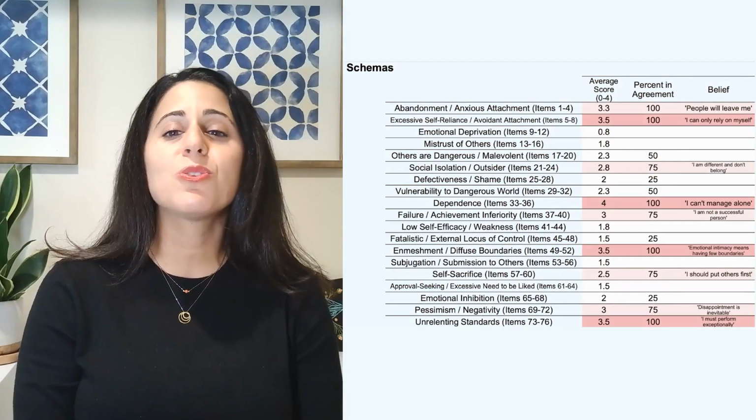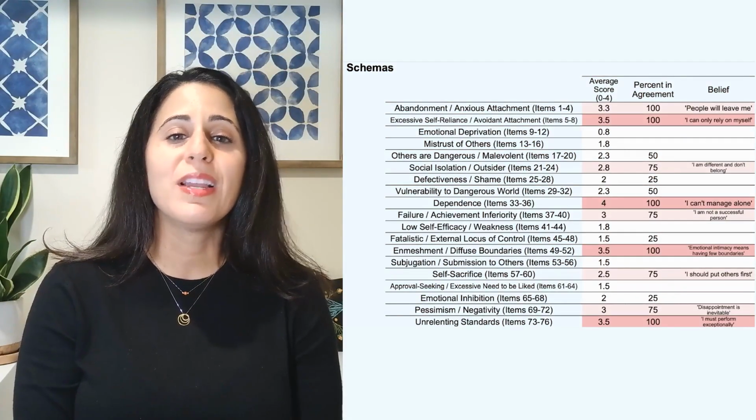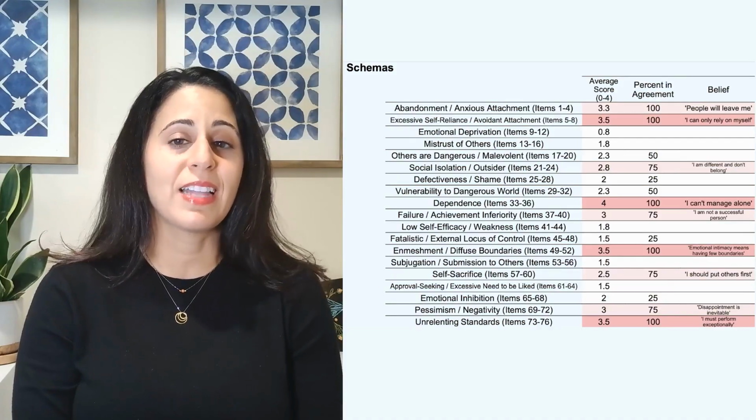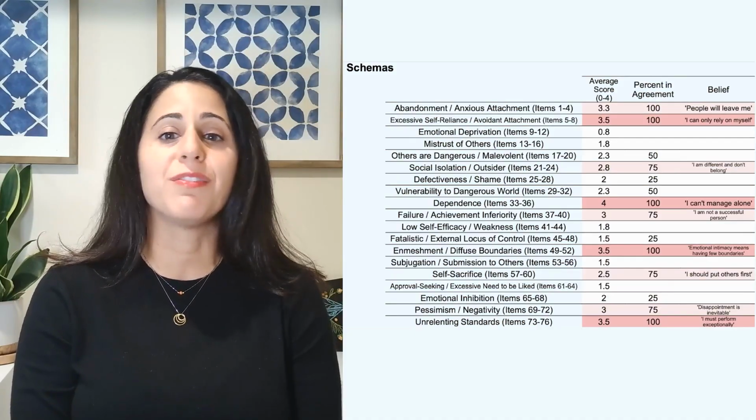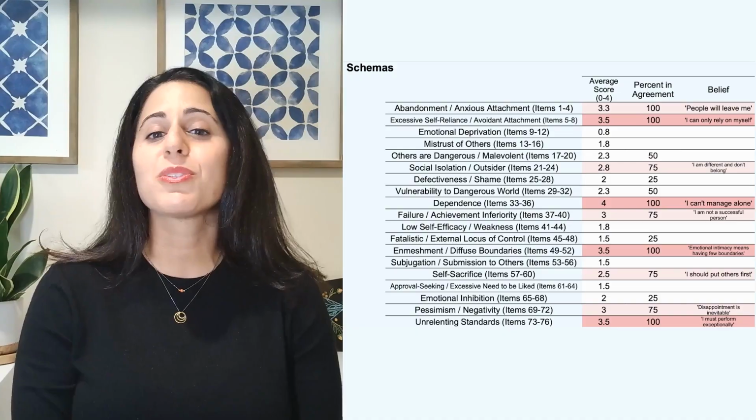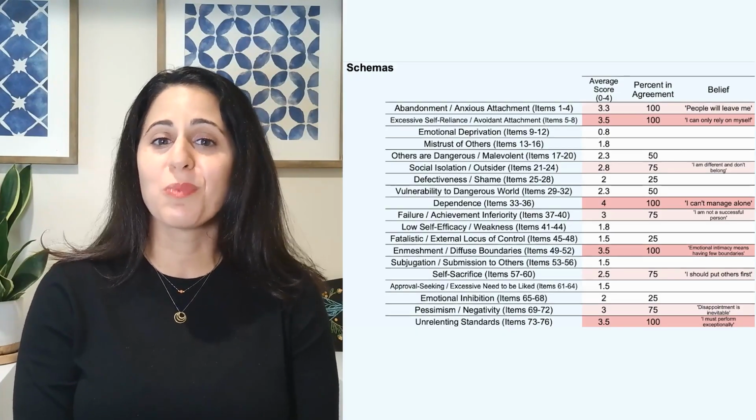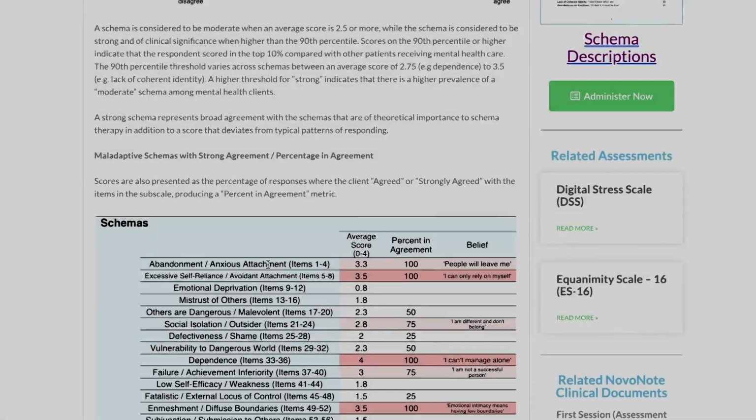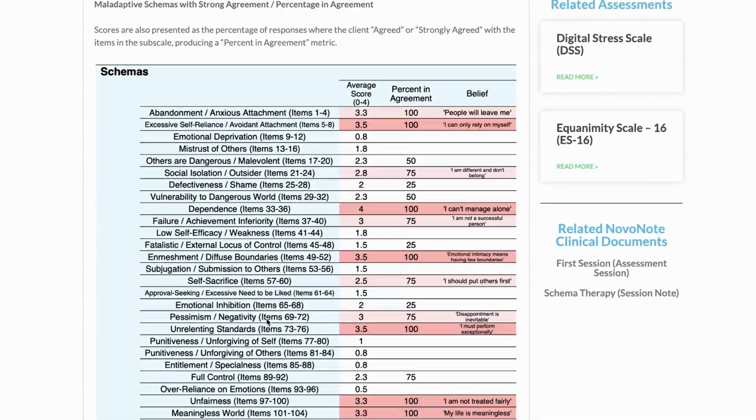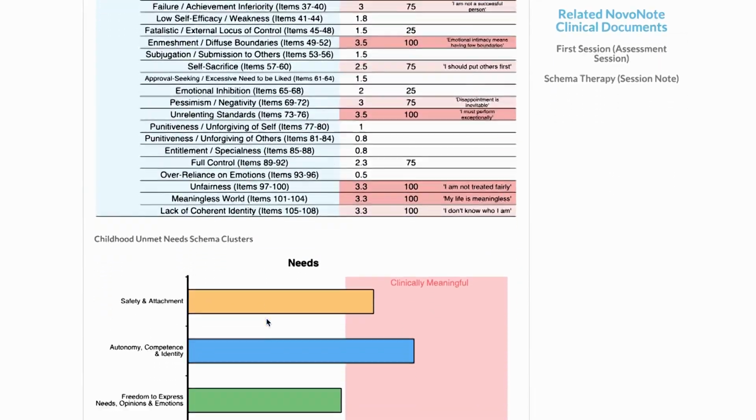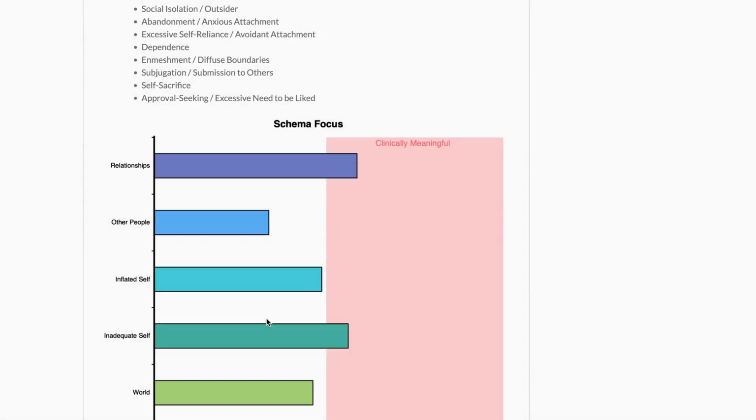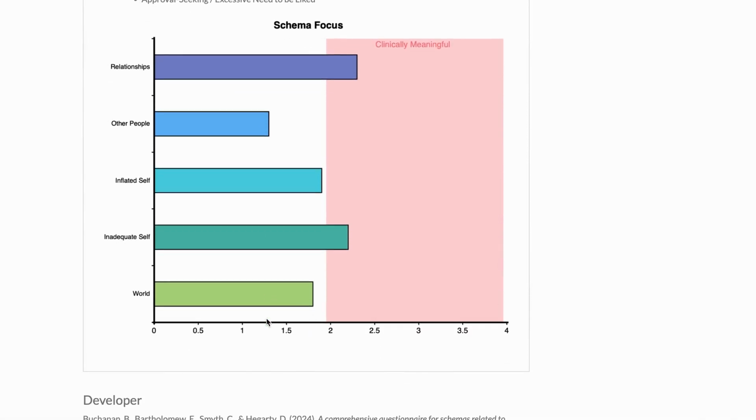But the MSS goes so much deeper than just a single score. It gives you data in 4 distinct layers. So you've got the average score of each schema. Then there is the percent in agreement, which tells you how consistently the client was on board with the schema for that. And then this is where it gets really powerful. It organizes all these schemas into 2 big conceptual models, one based on childhood unmet needs and the other on schema-focus categories. And this part is just so useful for case conceptualization.